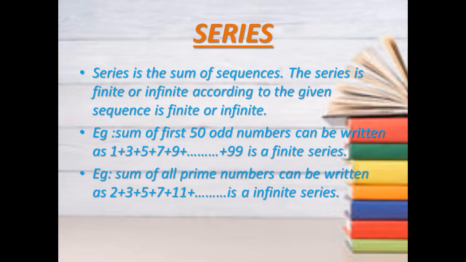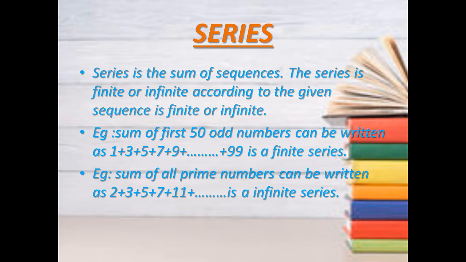Next, what is a series? Series is the sum of sequences. The series is finite or infinite according to whether the given sequence is finite or infinite. In simple words, if we take a sequence and add all the terms of the sequence, then it is known as a series. For example, in the previous example itself, we took 1, 3, 5, 7 and so on. In this, if we add 1 plus 3 plus 5 plus 7, then that sequence is called a series.